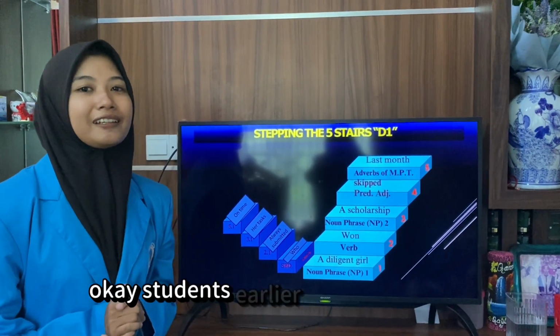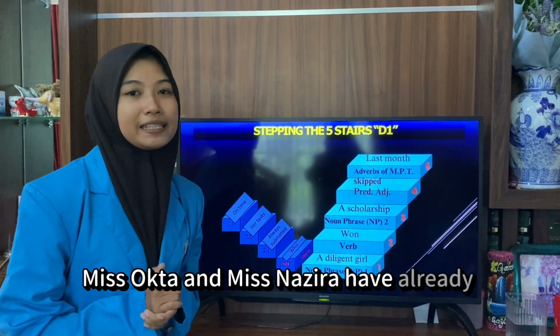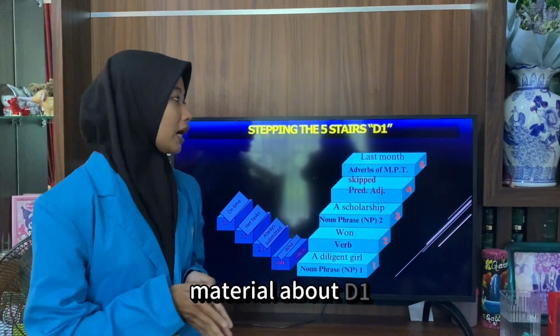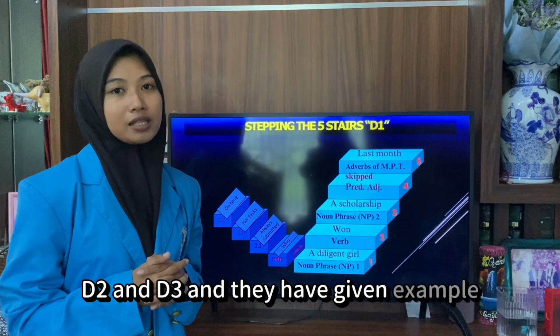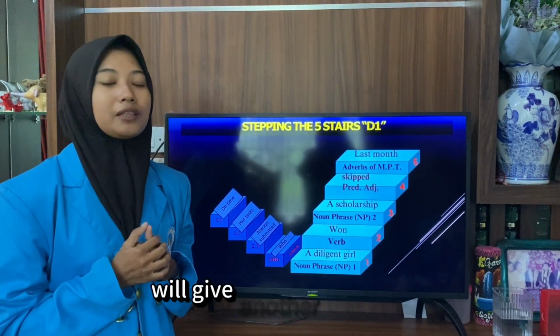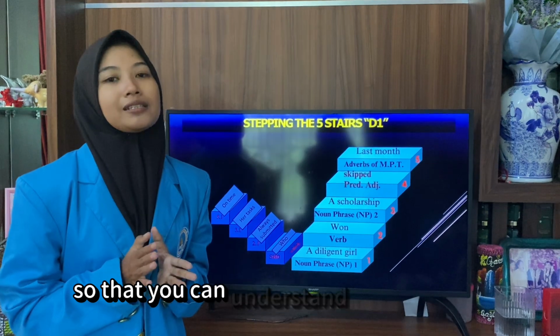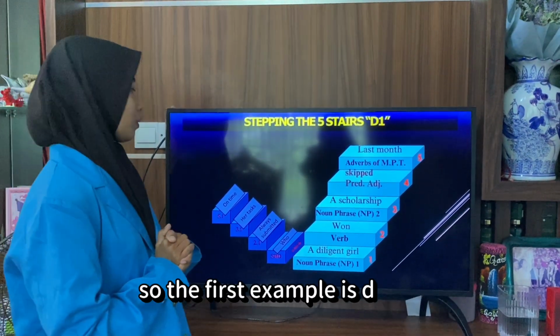Okay, students, earlier Miss Derwinda, Miss Okta, and Miss Nazira have already explained the material about D1, D2, and D3, and they have given examples. But now, I, Miss Azrina, will give another example so that you can understand it even better. So the first example is D1.